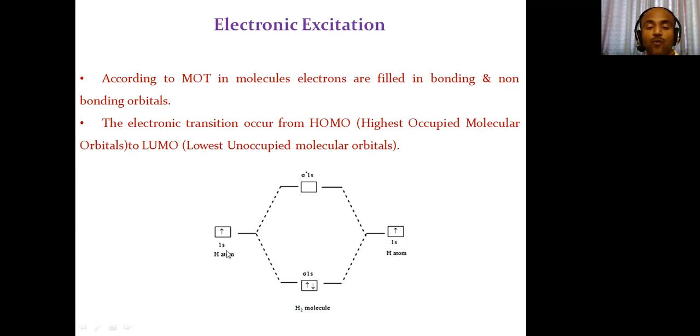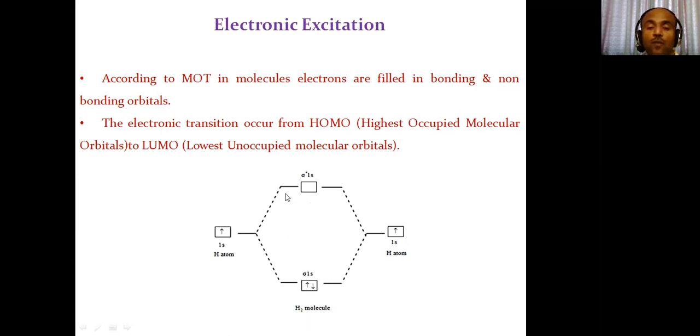With the help of MOT, molecular orbital theory, excitation of the electron can be explained. This is a typical MOT diagram for hydrogen. The orbitals shown at the periphery are called atomic orbitals, and the orbitals shown at the center are called molecular orbitals. Molecular orbitals result due to the overlapping of atomic orbitals. When the electrons are filled in the atomic orbitals, we have one electron in both hydrogen atoms, and after overlapping of atomic orbitals, we get two paired electrons in the lower molecular orbital.